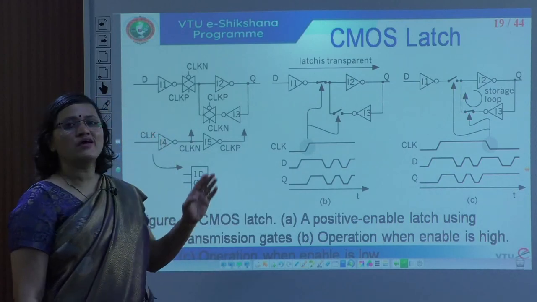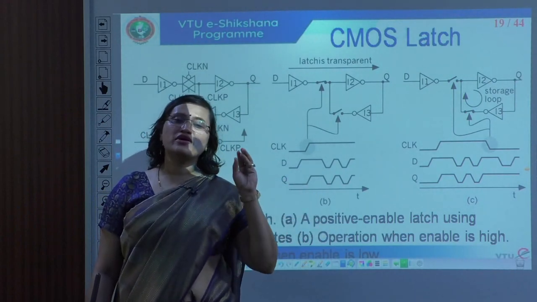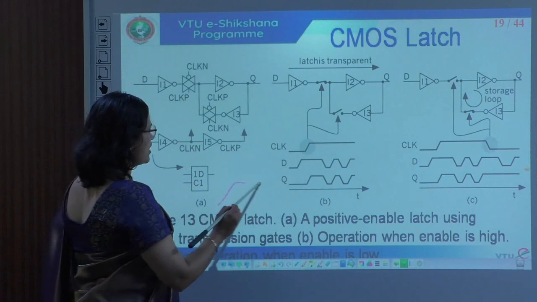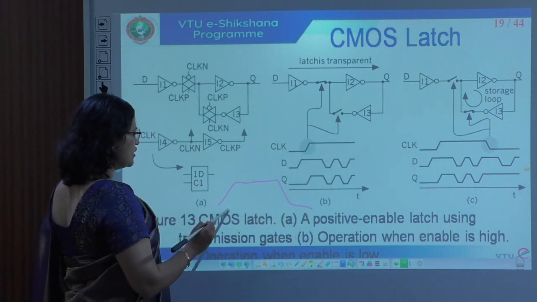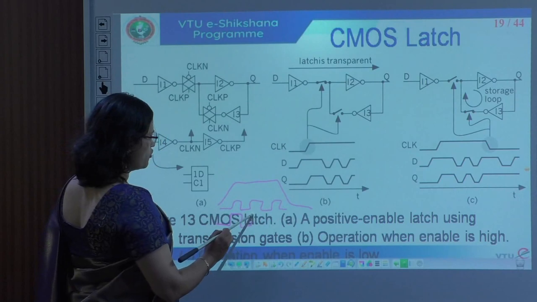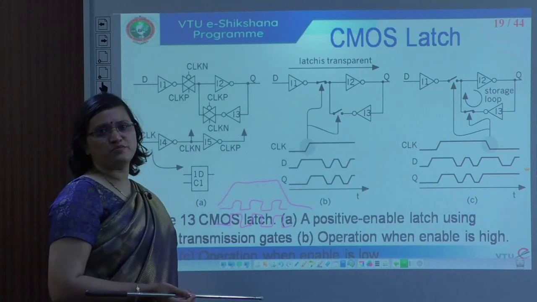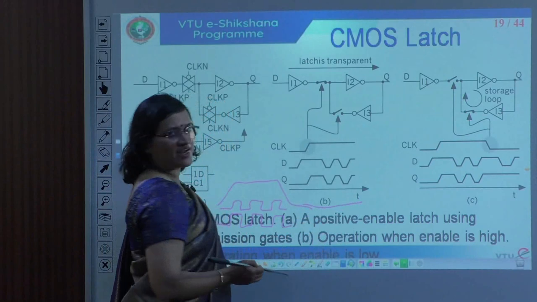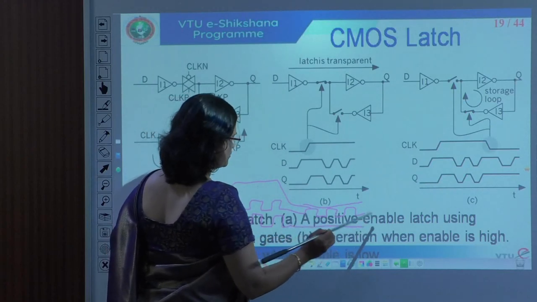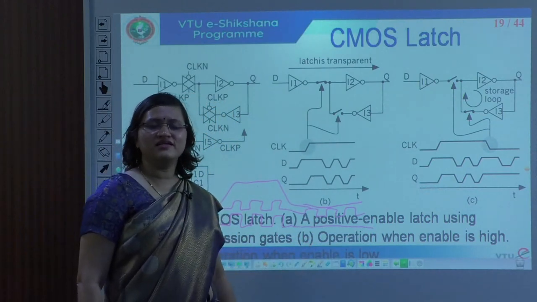If you consider a D latch, whenever the clock is transparent, if you keep on changing your D value, your output also changes. So the condition is that the clock should be transparent. And if the clock goes to the off state, even if you change your D value, your output is not going to change. It is going to hold the previous state itself.